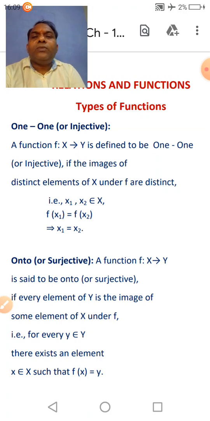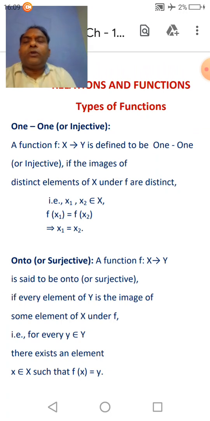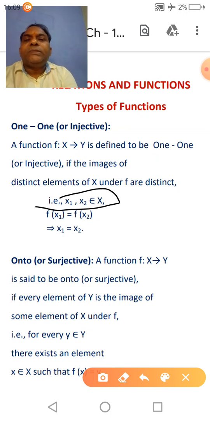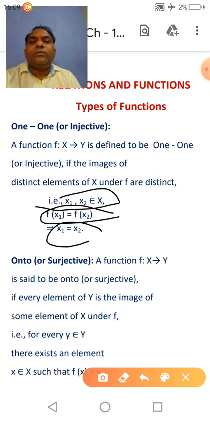According to the definition of a 1-1 function, a function f from X to Y is defined to be 1-1 or injective if the images of distinct elements of X under f are distinct. It implies that x1, x2 belonging to capital X, f(x1) is equal to f(x2), implies that x1 is equal to x2.